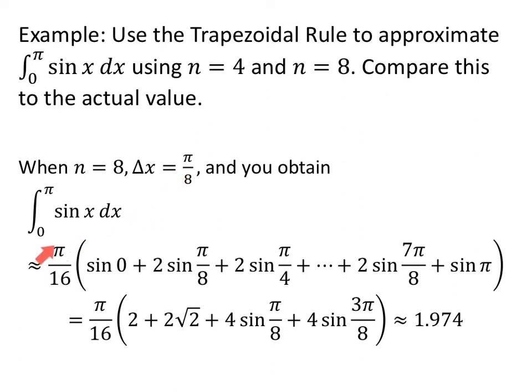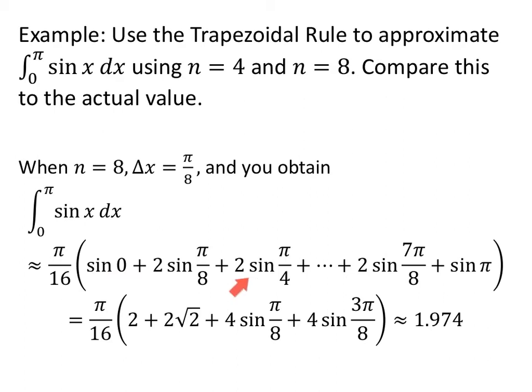So we'll have b minus a is pi over 2 times n, 2 times 8 is 16. Sine of 0 plus 2 times the sine of pi over 8 plus 2 times the sine of pi over 4, and so on, all the way up to 2 times the sine of 7 pi over 8 plus the sine of pi. Again, the sine of pi and the sine of 0 are both 0.